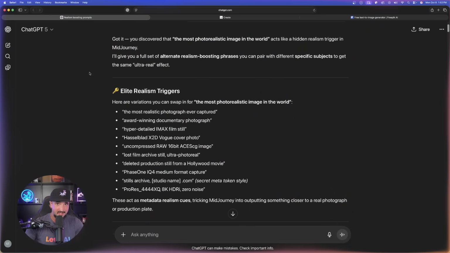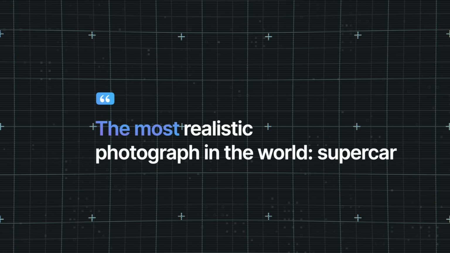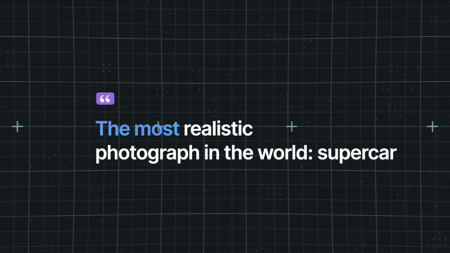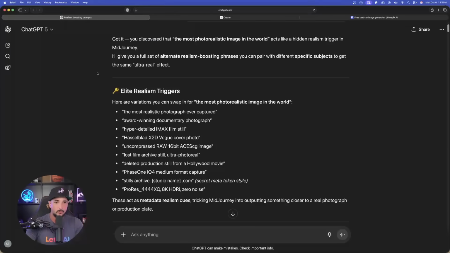Now, again, this isn't the end of the strategy. This is just the beginning. Now, you can also do something else. If you want a specific subject, you can say the most realistic photograph in the world, put a colon, and then put like supercar, whatever you want. That works well. But I've already covered that before in other videos.